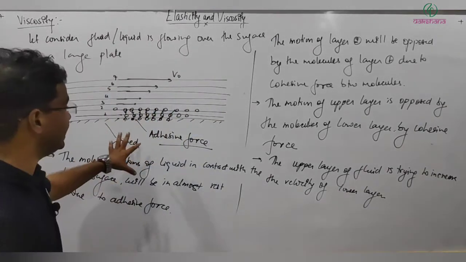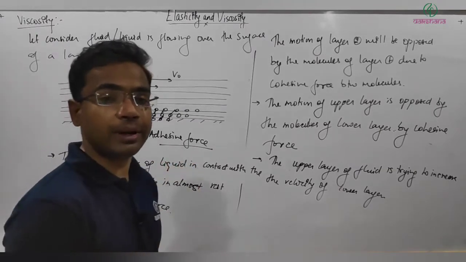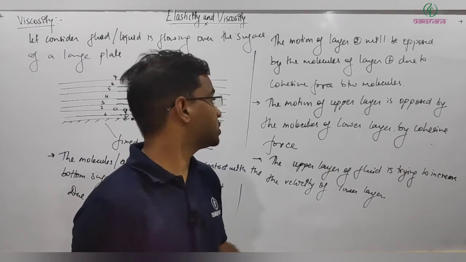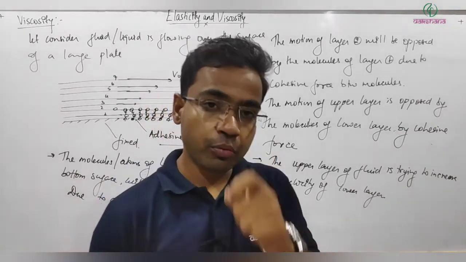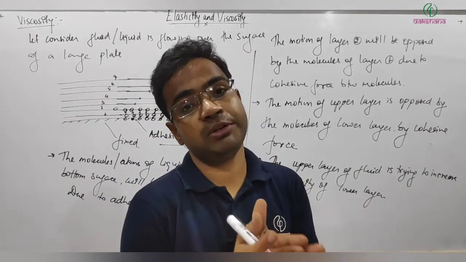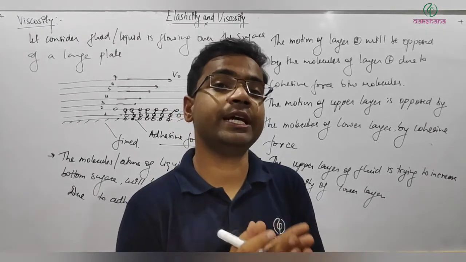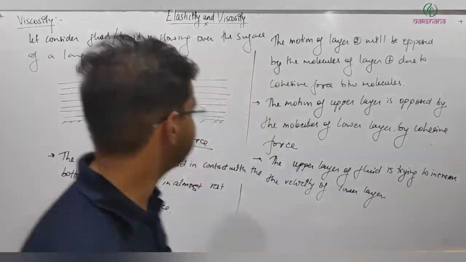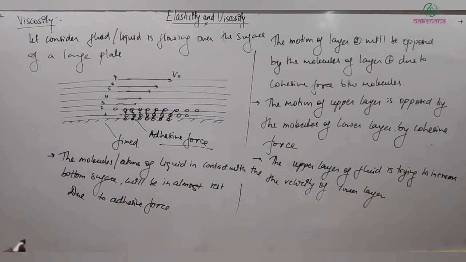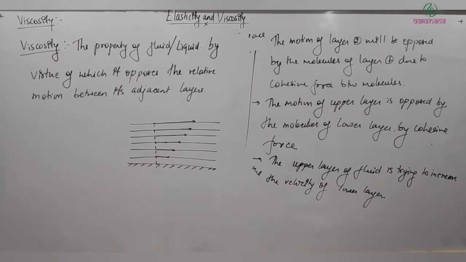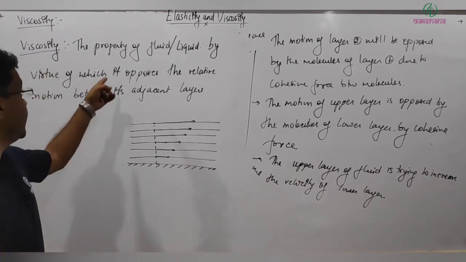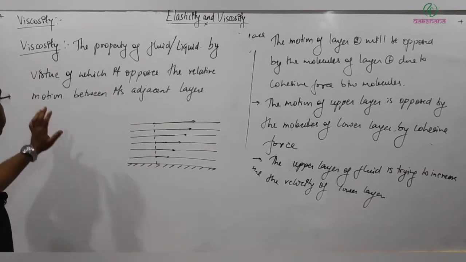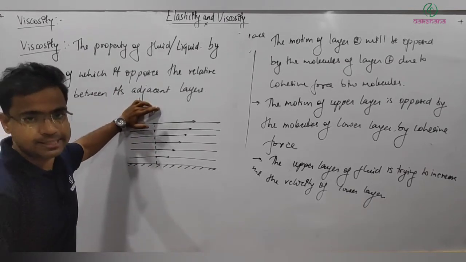So I hope you are understanding properly what is the meaning of viscosity. So viscosity is what? It is a property of fluid by which the relative motion between the layers of fluid is opposed, and that is termed as viscosity. Let me define it, write it. Okay, so viscosity can be defined as the property of fluid or liquid by virtue of which it opposes the relative motion between its adjacent layers, is it?